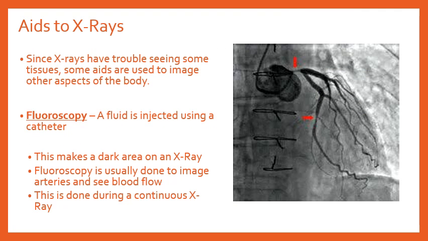Now, sometimes X-rays aren't enough. We need to actually be able to see more. And so one of the things we do is we use fluoroscopy. Because we can only see fluids and bones or hard structures with an X-ray, it means that we need to add something to X-rays to help us be able to see in areas that are made of soft tissue.